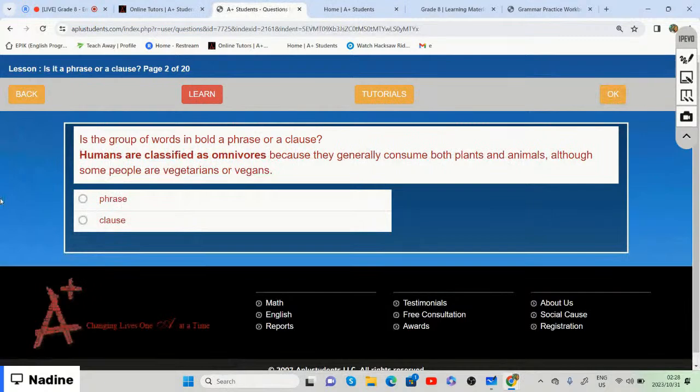Humans are classified as omnivores because they generally consume both plants and animals, although some people are vegetarians or vegans.